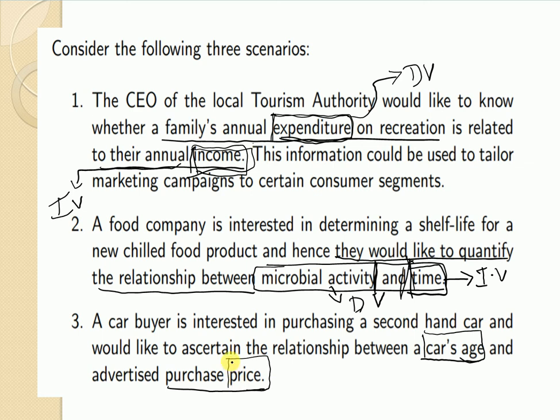Or as you set a price for the car, the car gets older? The latter doesn't make sense, and so it must be the case that the car's age determines what the purchase price will be. And as a result, the car's age will be the independent variable and the purchase price will be the dependent variable.